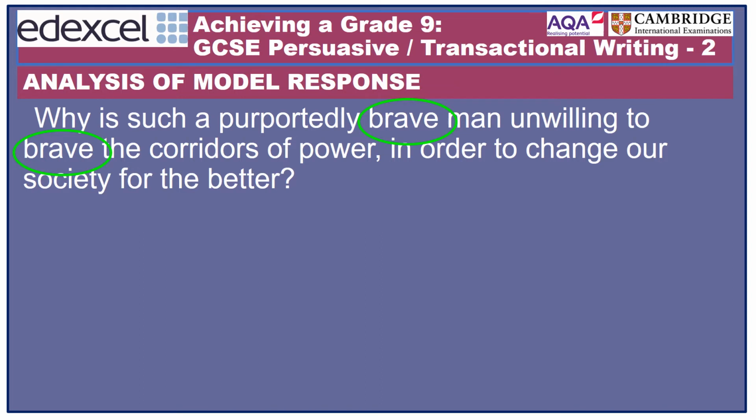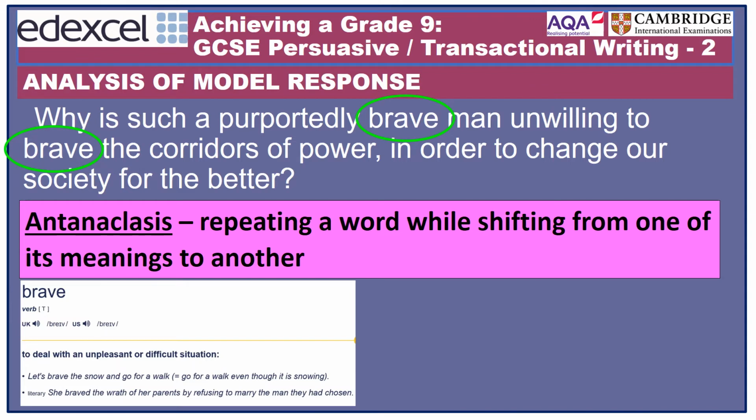Notice also the repetition of brave, but with the first brave used as an adjective and the second with a different meaning as a verb. This is known as antonoclasis. Again, these clever sound repetitions work most effectively in a speech, but here, within a letter to a newspaper, both the adverb purportedly and the use of the verb brave, meaning deal with an unpleasant or difficult situation, emphasise the utterly unbrave weaknesses of the local MP.